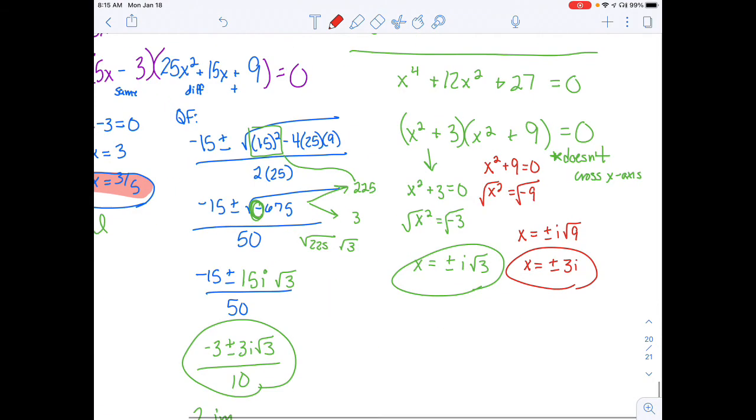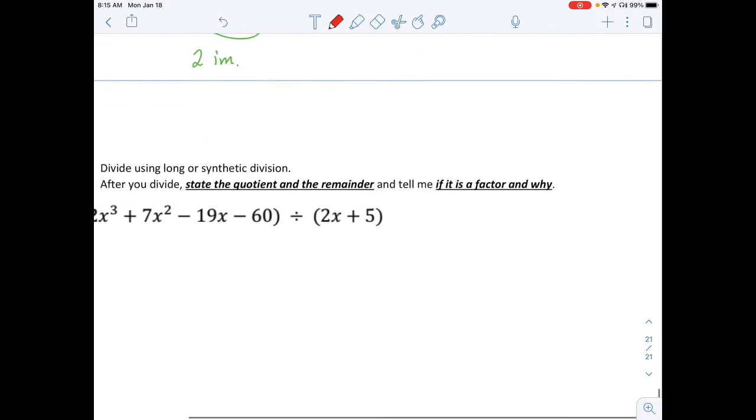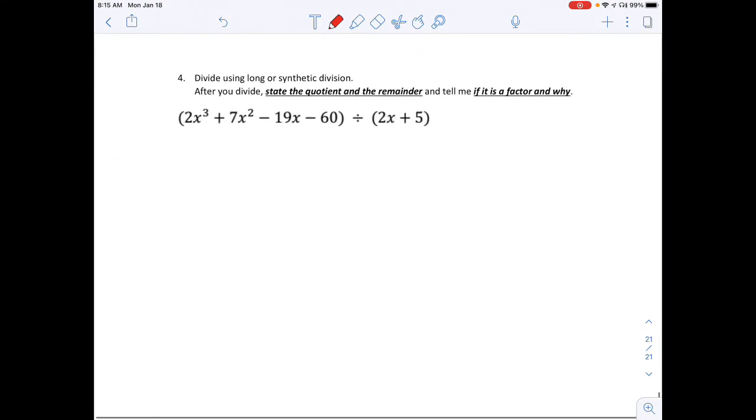All right, last problem from 5-4. Divide using long or synthetic division. State the quotient and the remainder, and if it is a factor.